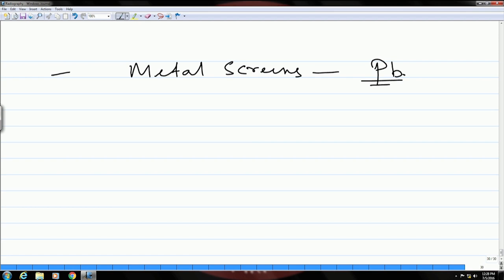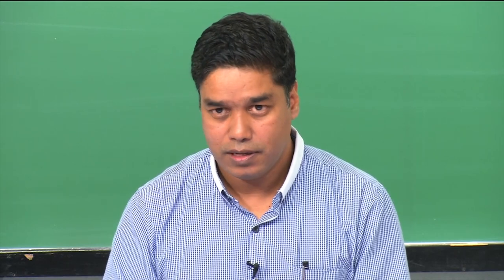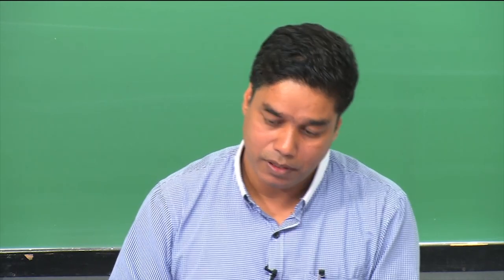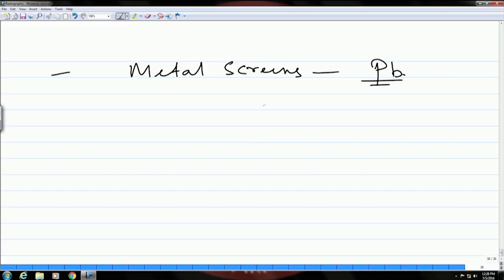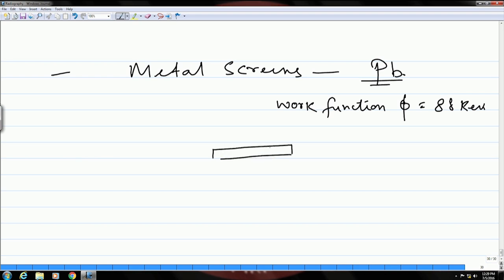Okay. So, this low intensity radiations, when they enter this layer of lead, they will knock out electrons from the atoms of lead, and that is how they will get absorbed. Okay. So, that is how they will get filtered. And lead can easily absorb the scattered radiation, because the work function or the energy needed for knocking out an electron from lead is only 88 kilo electron volt.